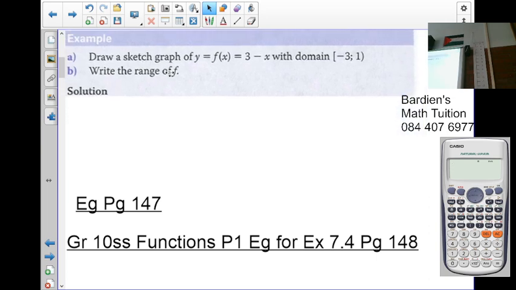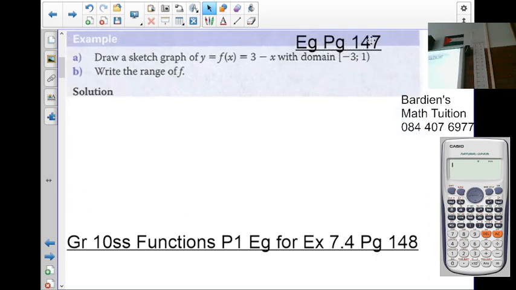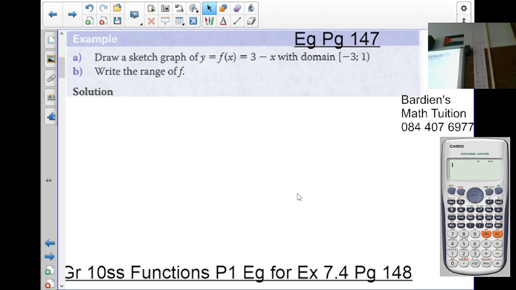Looking at this example on page 147, we are asked to draw a sketch of the graph f of x is equal to 3 minus x with domain from negative 3 to 1. Then we have a block bracket and a curve bracket. I mentioned to you before in term 1, what does the block bracket mean? Who can remember?